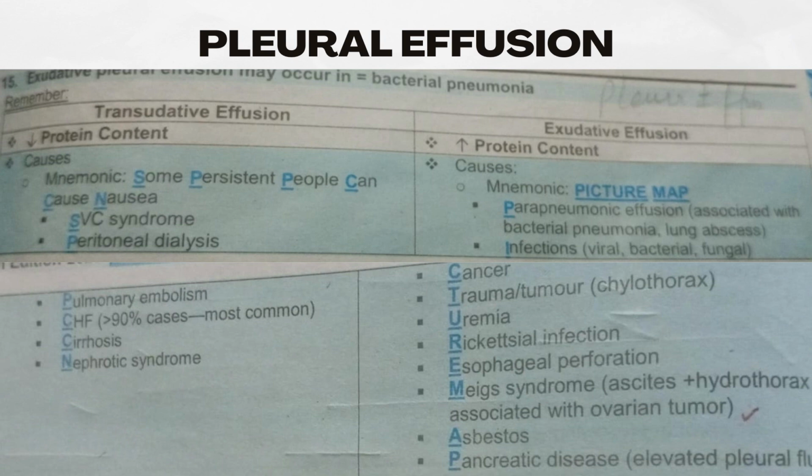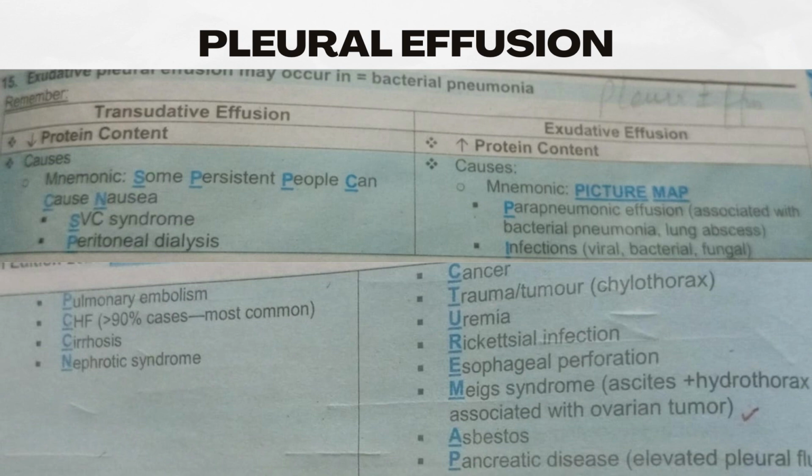And then we have C. C is for cancer, T is for trauma or tumor, chylothorax. U is for uremia, R is for rickettsial infection, esophageal perforation, M is Meigs syndrome, that is ascites, hydrothorax, and association with ovarian tumors. A is for asbestos, P is for pancreatic disease, then elevated pleural fluid amylase as well. So PICTURE MAP is a mnemonic for the exudative effusion.